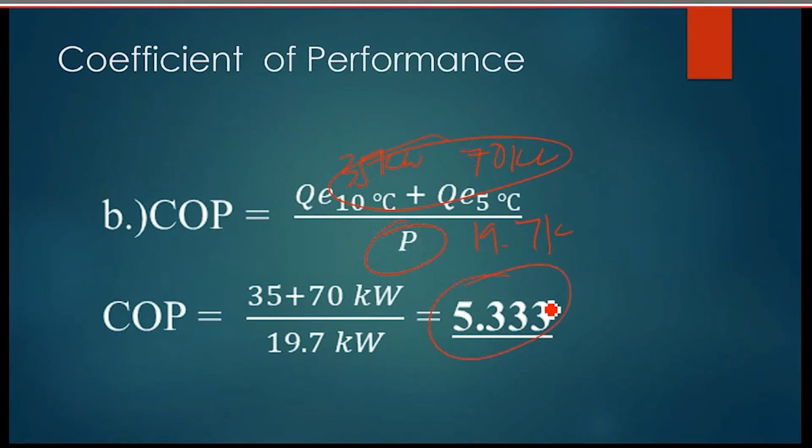We have a coefficient of performance of 5.33, which is excellent, because greater than 4 is good. So the coefficient of performance is 5.33, and the power, or the work of compression, is 19.7 kilowatts.